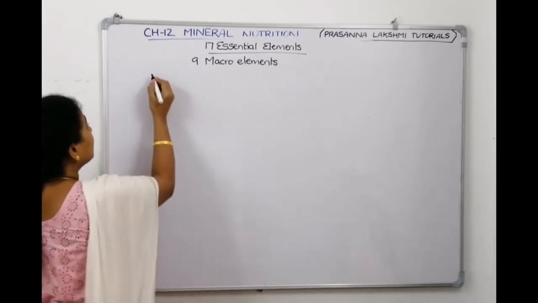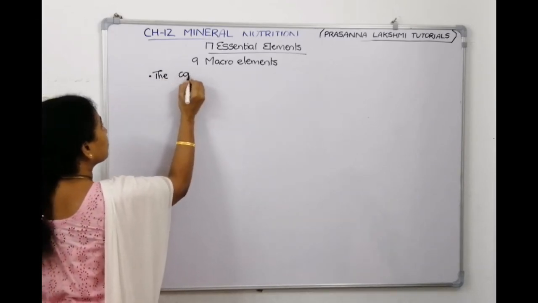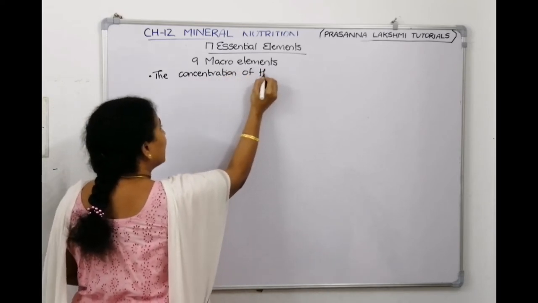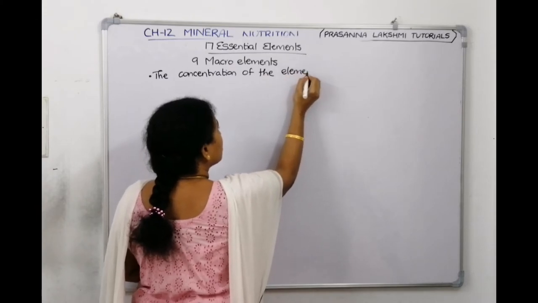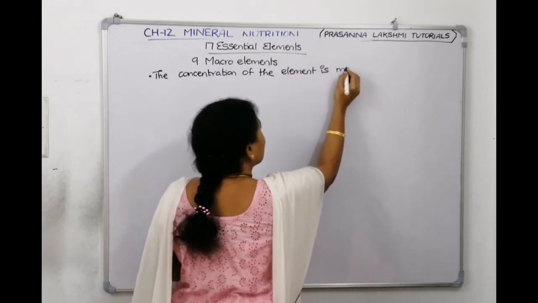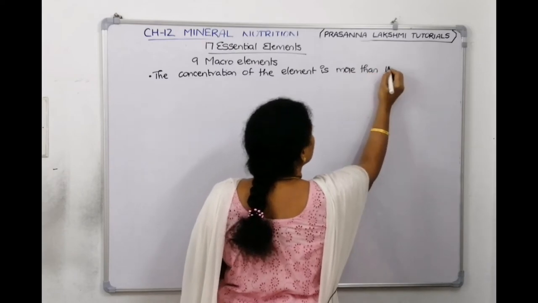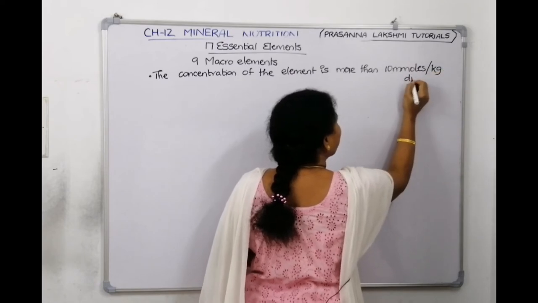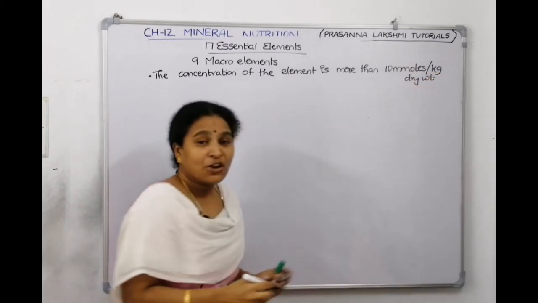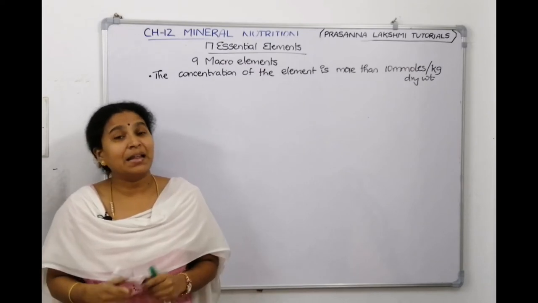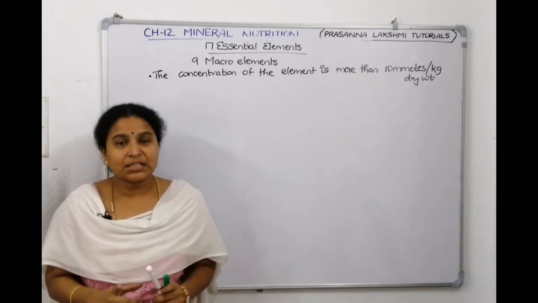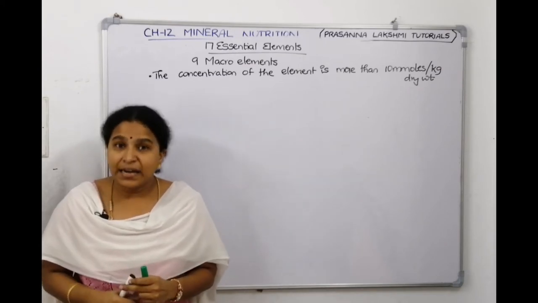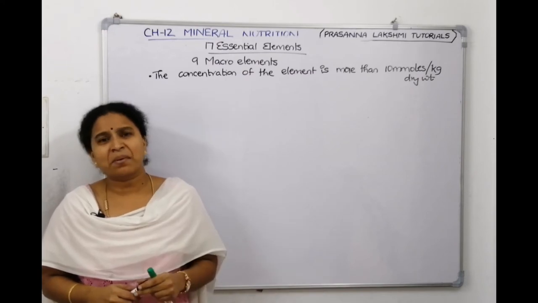What is a macro element? The concentration of the element is more than 10 millimoles per kg dry matter. Per kg dry weight. If the concentration of the element is more than 10 millimoles per kg dry matter, then yes, it is a macro element. How many are there in the plant at this concentration? 9 are there.